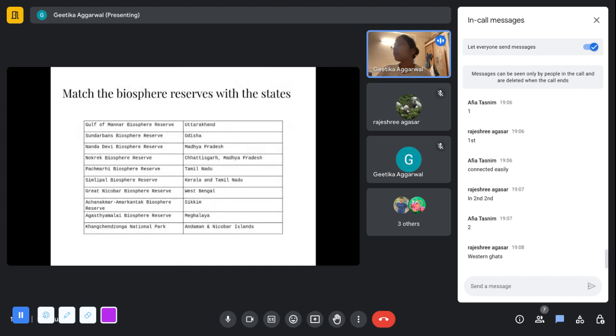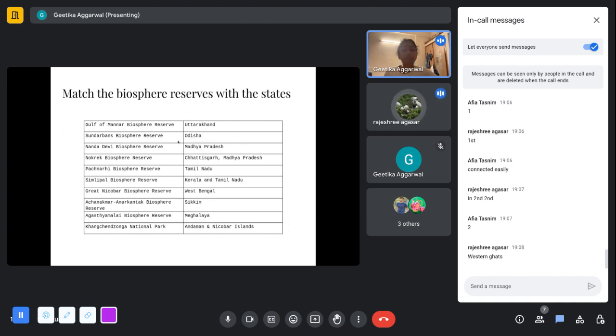Okay, moving on. On the left, we have some of the biosphere reserves, and on the right, we have the states that they might be found in. So, can you guys match which biosphere reserve is found in which state? Where do you think the Gulf of Mannar Biosphere Reserve is found? Andaman and Nicobar. Yeah, I can hear you, Ajishri. You're saying Andaman and Nicobar Islands. Okay, fine. We'll come to the answers later.